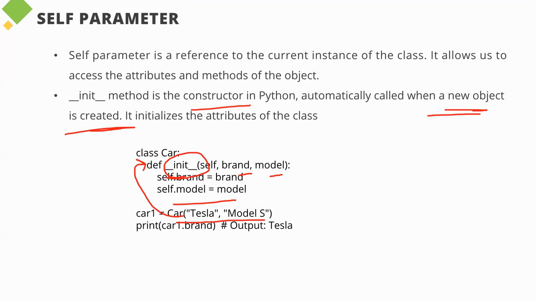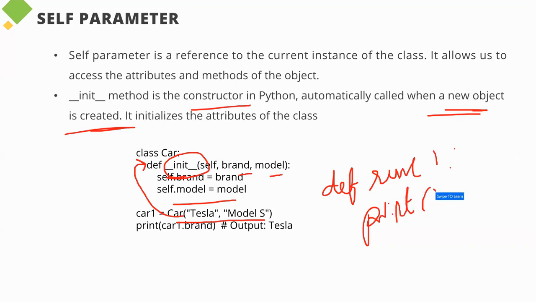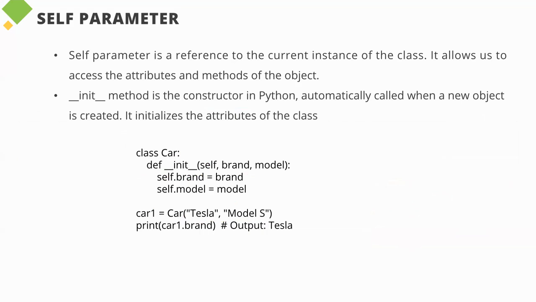If you want to add methods after this def init, you can write below it def run. If you call car1.run, it prints that the car is running, like this. I hope you get the difference between self and init. Self is a parameter that denotes the current instance of the class, and the init method is used to instantiate the object.